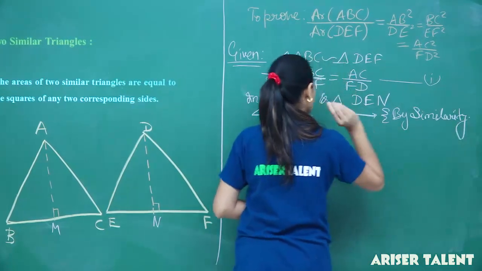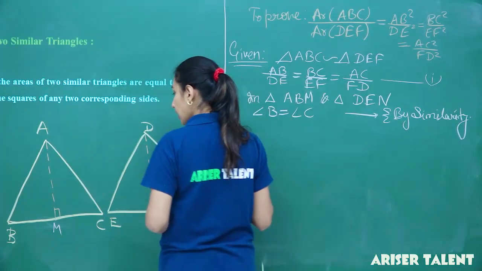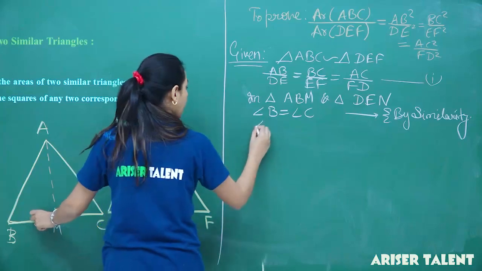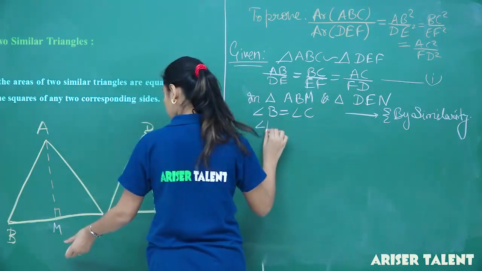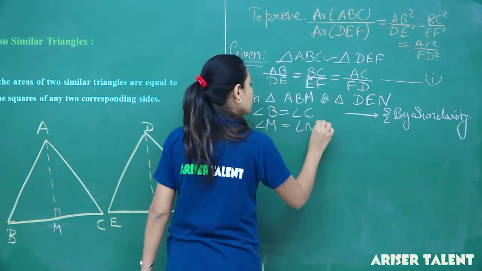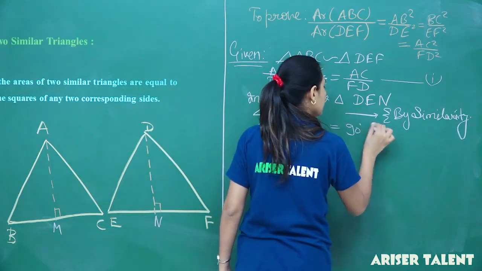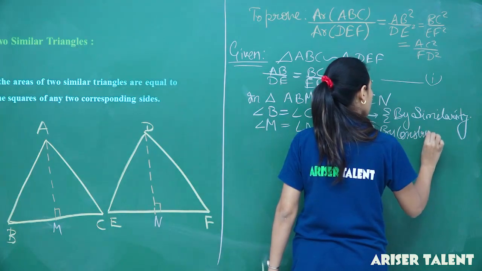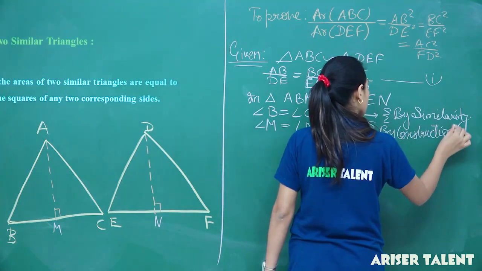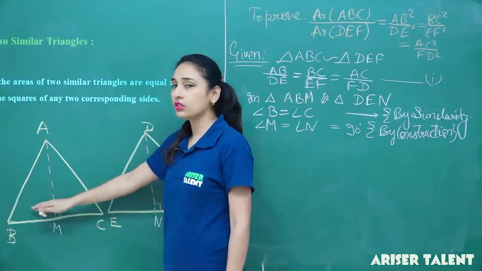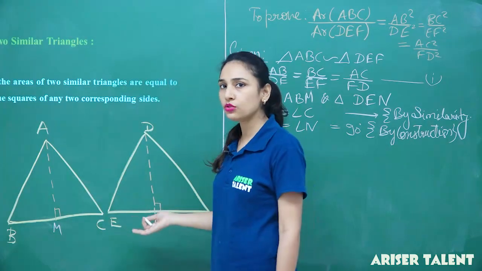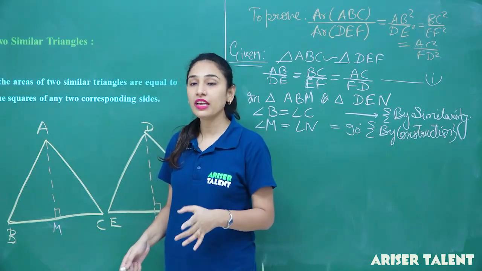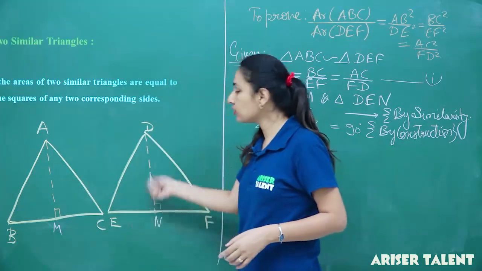Okay students, so this angle is equal. Now we have angle M equals angle N equals 90 degrees. This is by construction. We have drawn this altitude, so these two angles are 90 degrees. So by angle similarity, we have proven that this triangle is similar to this triangle.